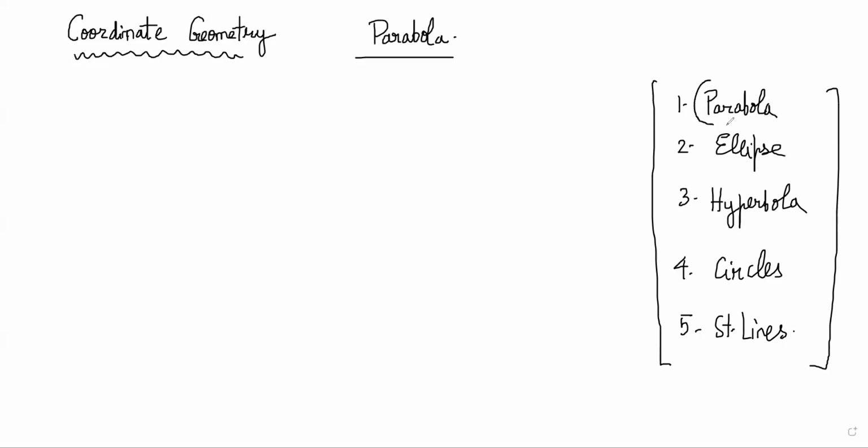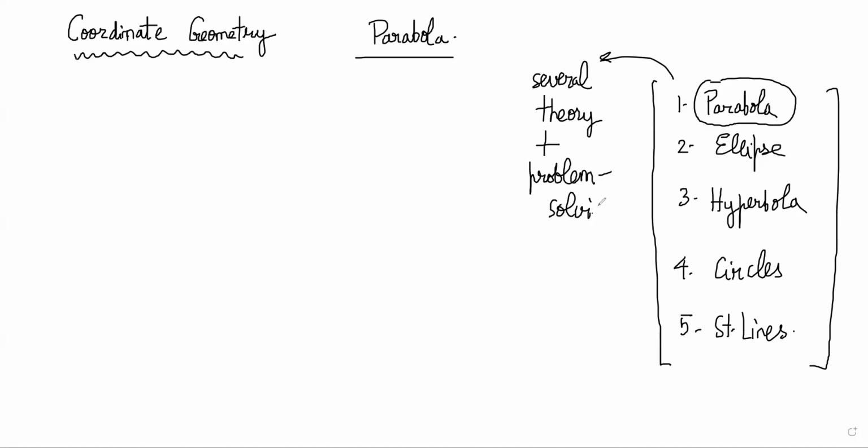Every chapter, like parabola, will have several theory plus problem solving videos. So what you will have here is a complete discussion of the topic. If you go through these videos and do the problems here, you should not have any problems in facing JEE Advanced problems. So let's begin, and we'll start off with the basic definition of a conic section.